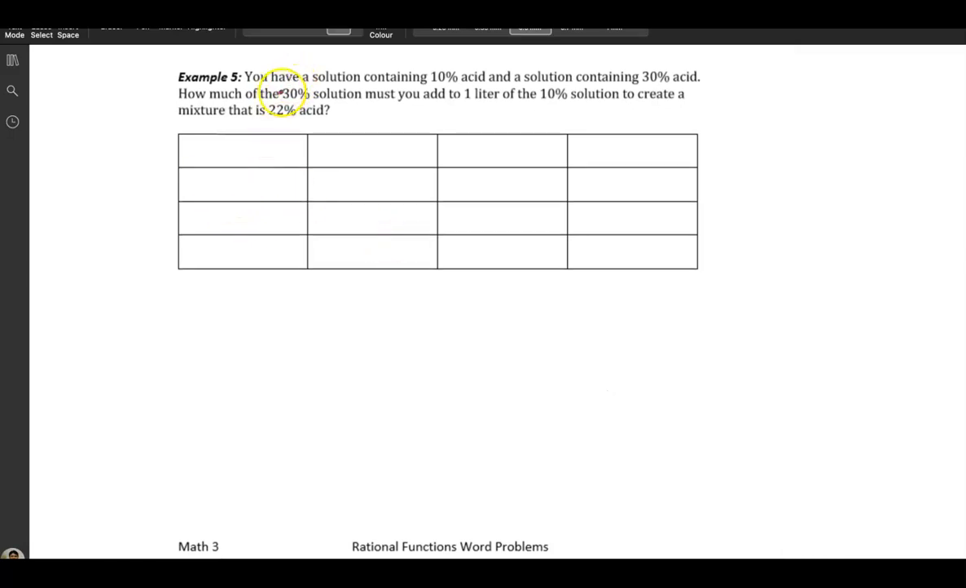You can also write it like this. You have a solution containing 10% acid, and a solution containing 30% acid. How much of the 30% solution must you add to 1 liter of the 10% solution to create a mixture which is 22%?